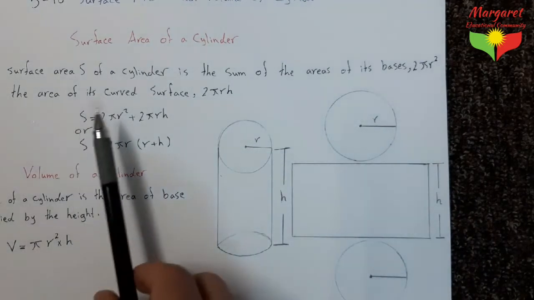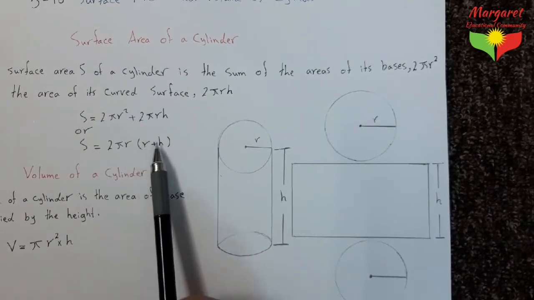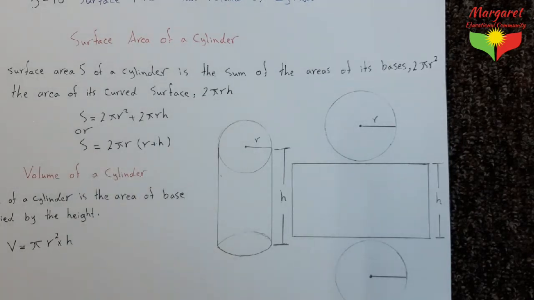We can factorize this expression and we get 2 pi r times r plus h. This rule is easy to calculating.